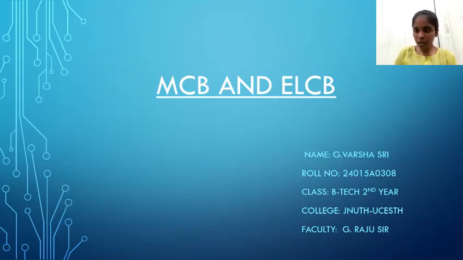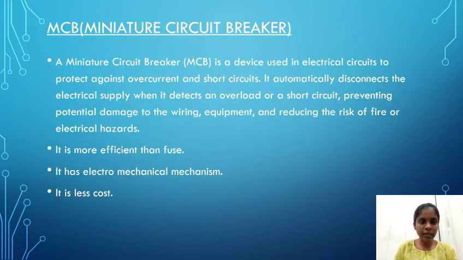Coming to MCB, MCB is abbreviated as miniature circuit breaker. This is a safety device which automatically switches off the electrical machine or electrical circuit to protect from the abnormal condition. Here abnormal condition means there is an overcurrent or short circuit. Overcurrent means an excess amount of current has flowed, and short circuit means there is a high amount of current flow.